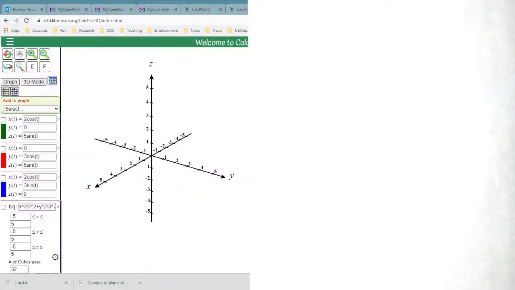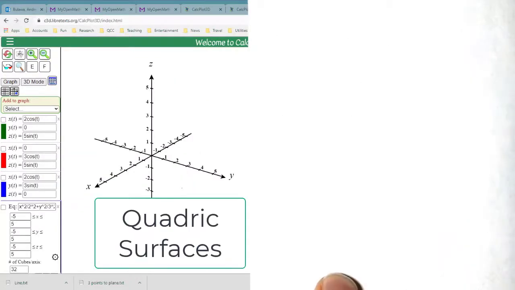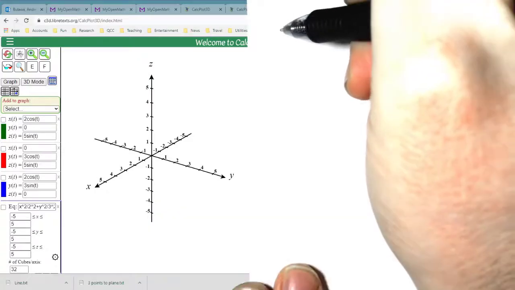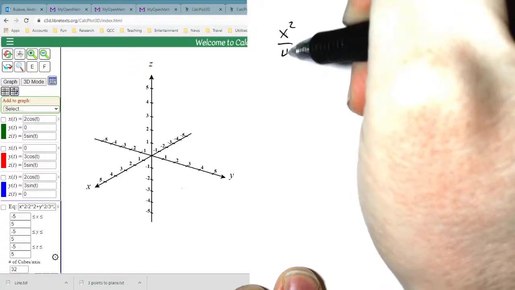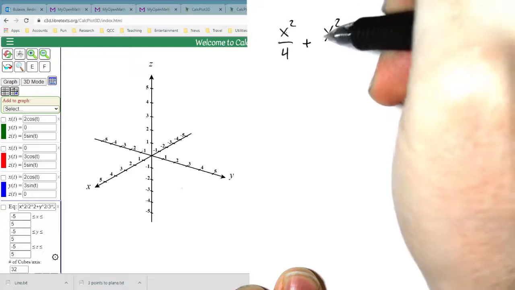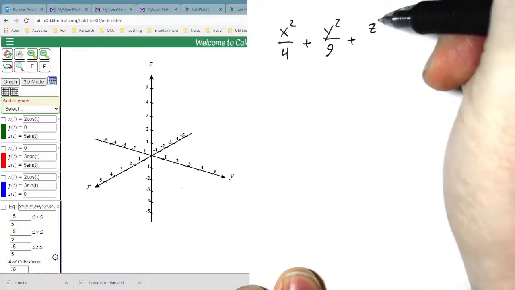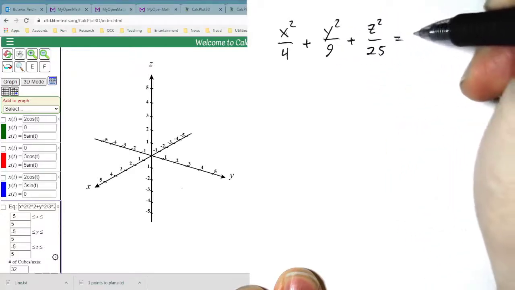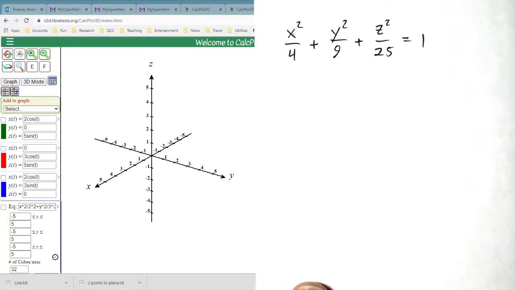All right, the next kind of surfaces we want to look at are called quadric surfaces. Quadric surfaces are defined in terms of the variables x, y, and z and their squares. So let's look at this example: x squared over 4 plus y squared over 9 plus z squared over 25 equals 1. What surface does this describe?